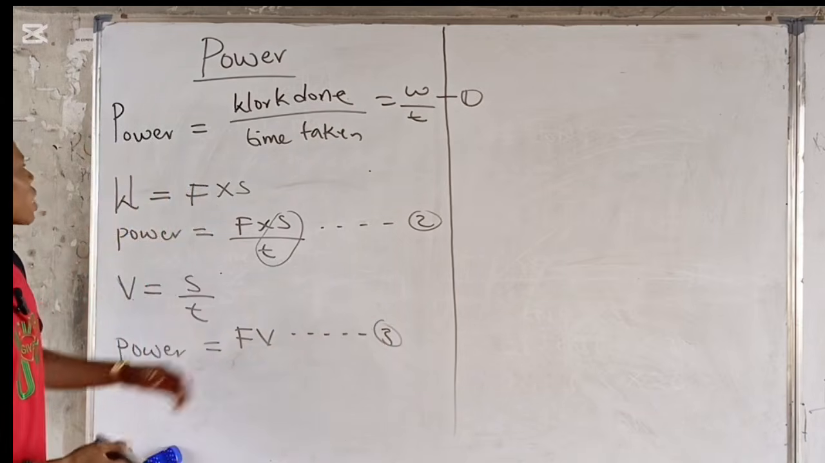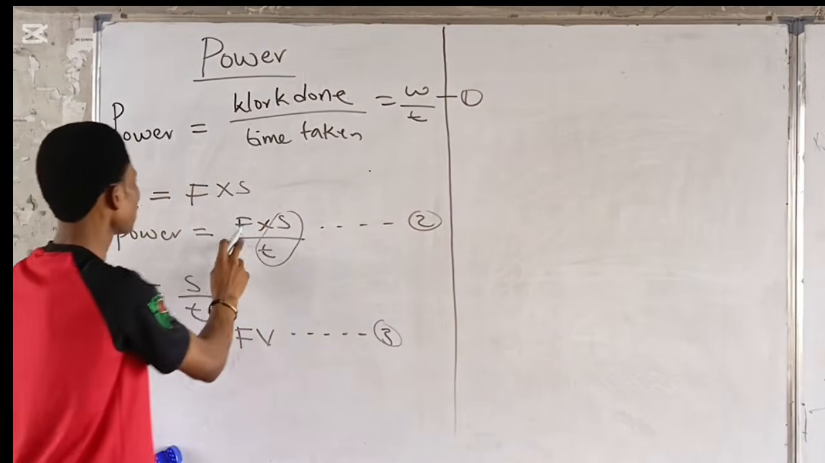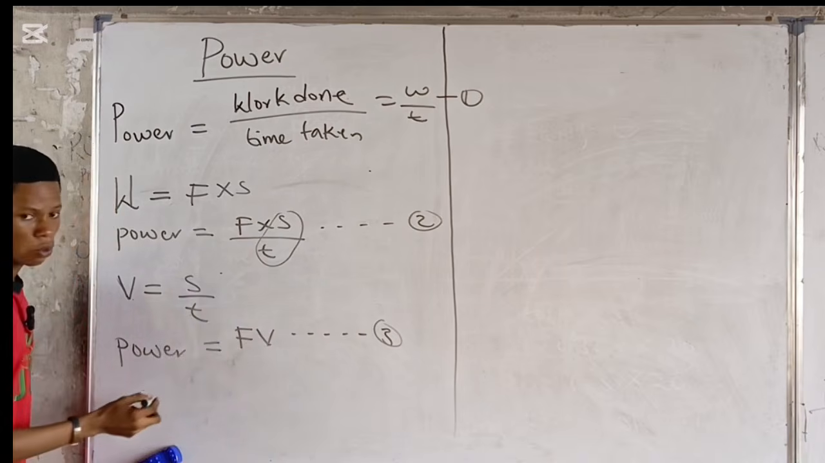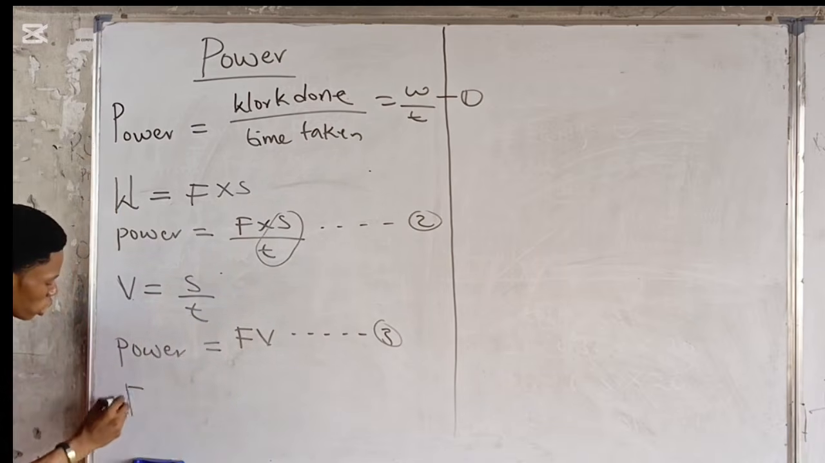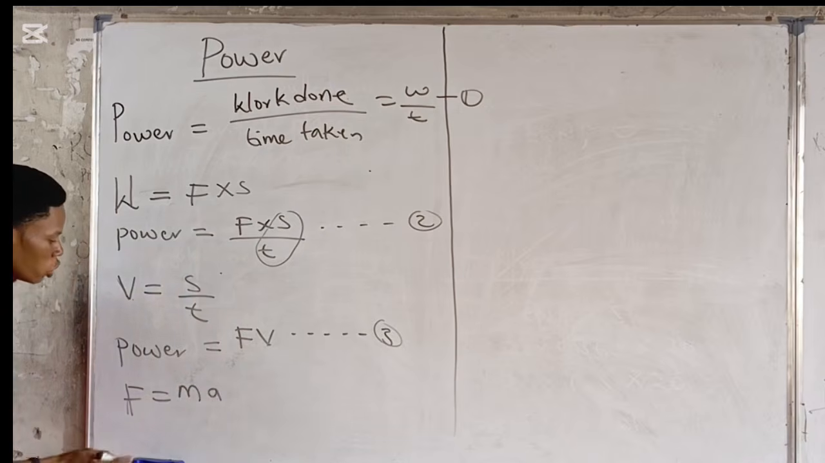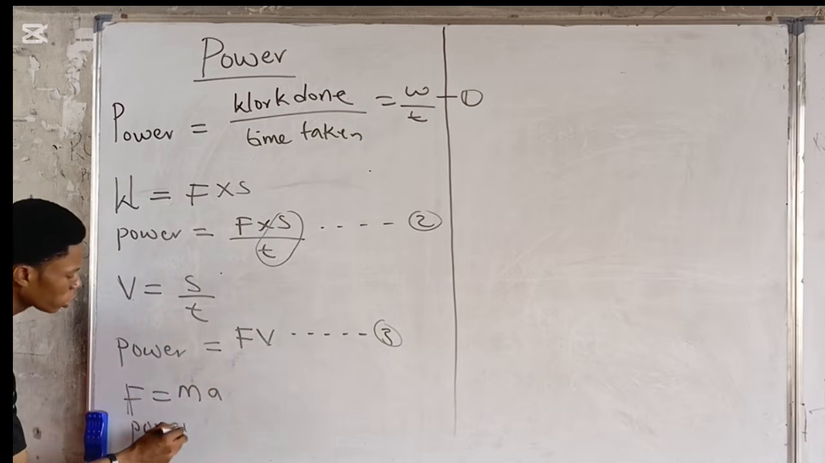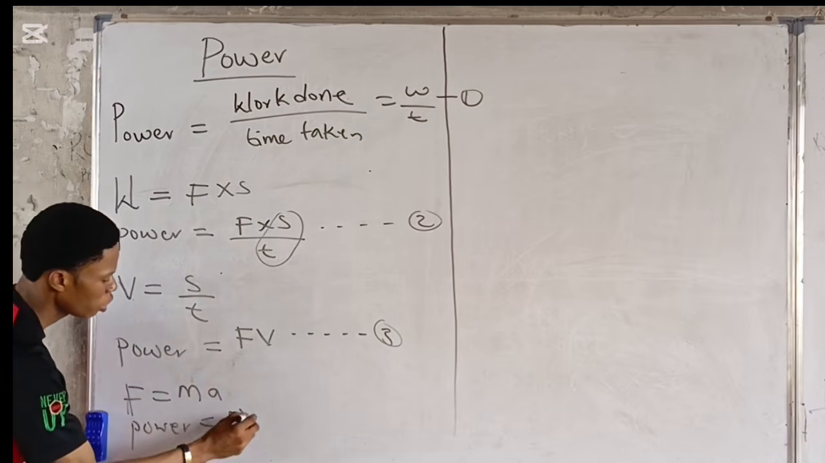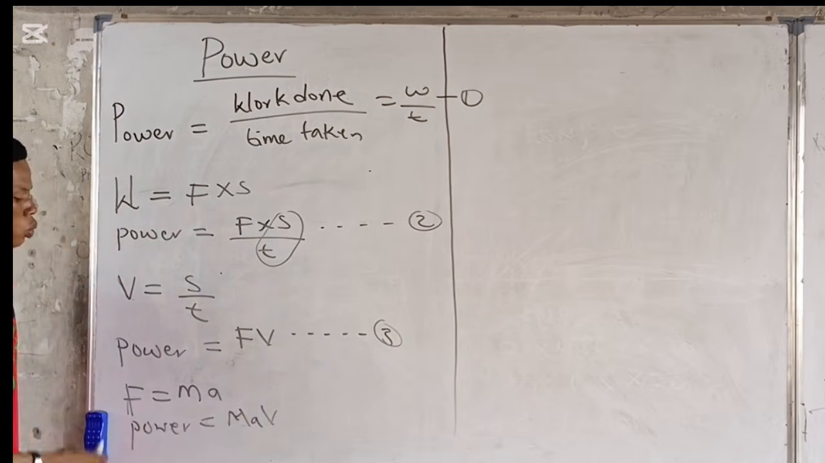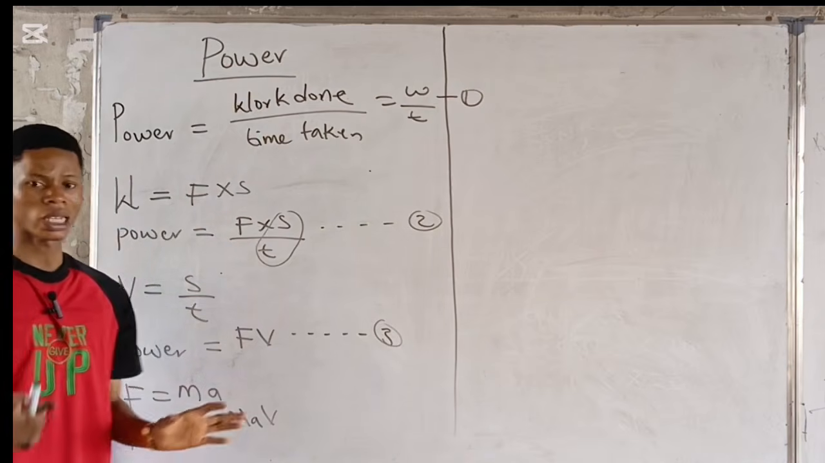Another one, starting from this very first formula, we can continue from here because we have force here. We know that force is equal to mass times acceleration, right? So if we bring this into this formula, we'll be having power as M A V: mass times acceleration for force, then times velocity. So you'll get your answer right from here. Any of these formulas, you can manipulate them to get your answer.